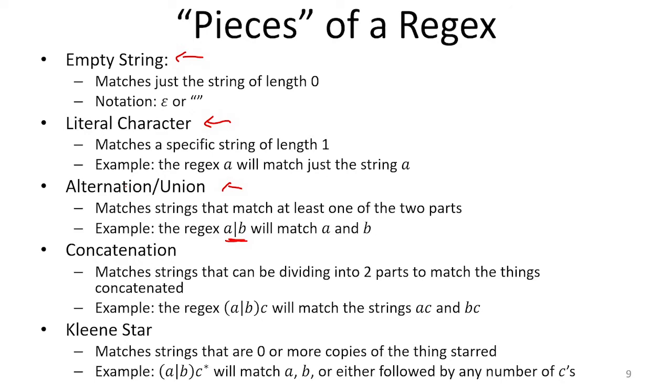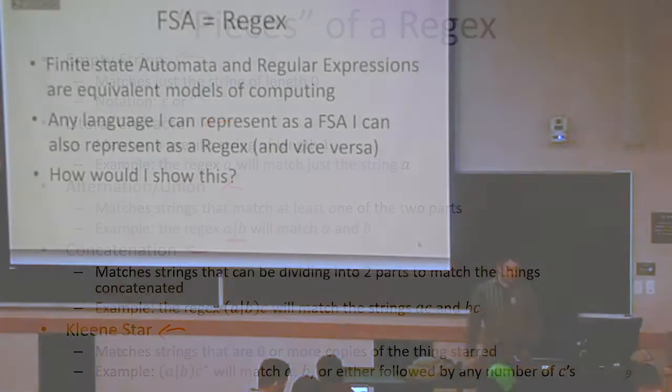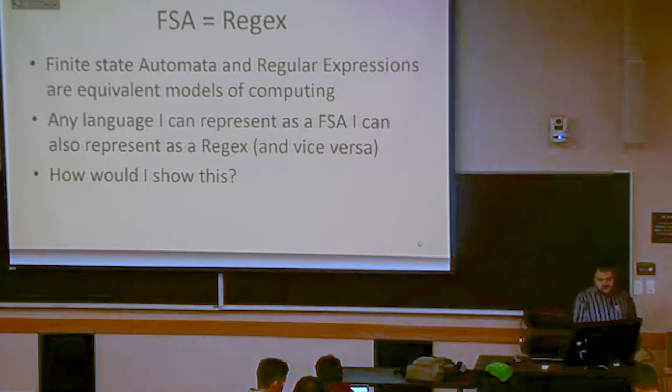We had concatenation, which says that the string needed to be composed of two pieces, where the first piece matched the first regular expression and the second piece matched the second regular expression. And then we had the Kleene star, where you can take 0 or more copies of some regular expression. For a string to match a regular expression with a Kleene star, we need to be able to break it up into as many pieces as we would like, where every single one of those pieces matches the regular expression inside the star. So our ultimate goal right now is to demonstrate the proof that as a model of computing, finite state automata are equivalent to regular expressions.